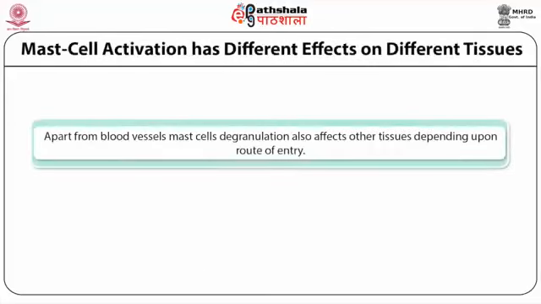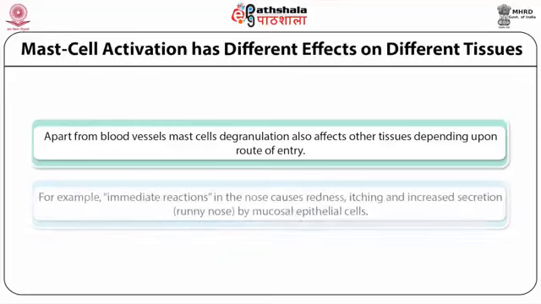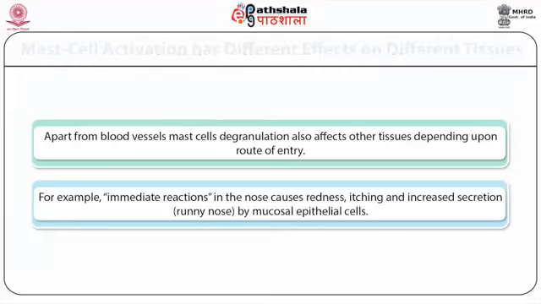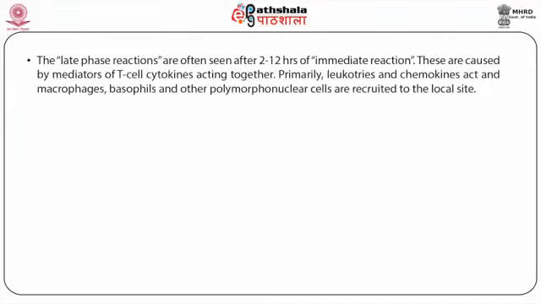This slide shows mast cell activation has different effects on the different tissues. For example, immediate reactions in the nose causes redness, itching and increased secretion by mucosal epithelial cells. The late phase reactions are often seen after 2 to 12 hours of immediate reaction. These are caused by mediators of T cell cytokines acting together. A more detailed description of late phase reaction is given in the figure.